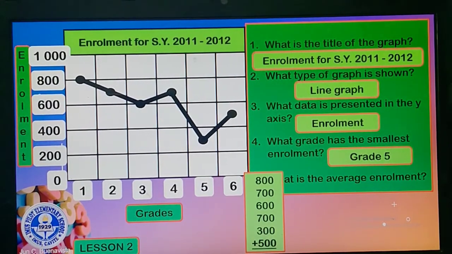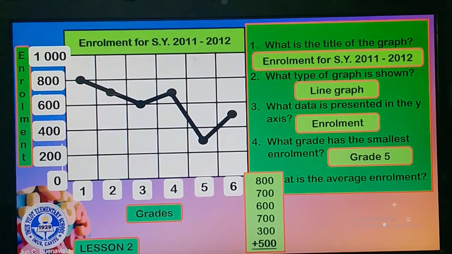Let's add. So, 8 plus 7. Bring down two 0s first. Then, 8 plus 7, 15. Plus 6, 21. Plus 7 equals 28. Plus 3 equals 31. Plus 5 equals 36. So, in other words, the total enrollment is 3,600. Oh, no, 36,000.